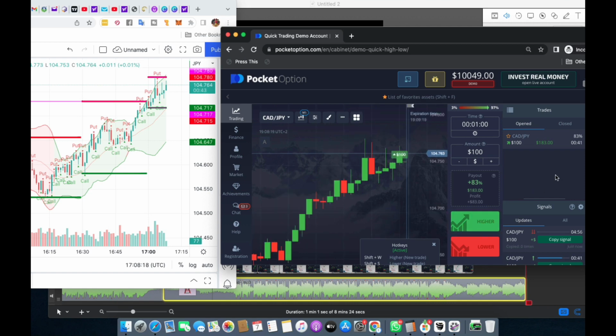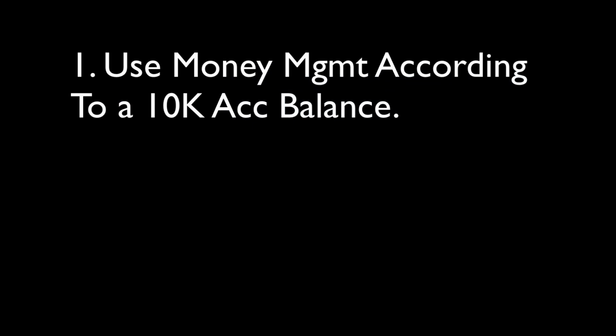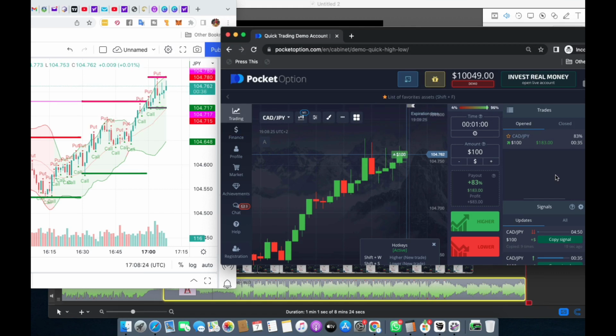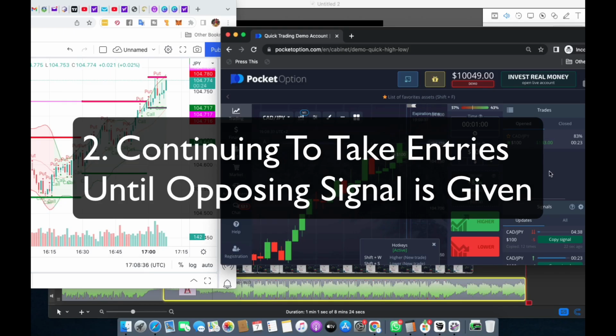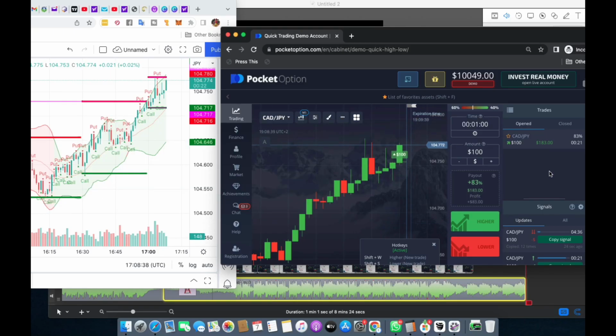So once again, recap, we're testing two theories at the same time. First, if we use money management according to a 10,000 account, so like 1% per trade for the starting trade. And then with the Martingale, of course. And then secondly, we're also testing to continue the same direction until an opposing signal appears. And then we'll go in again.